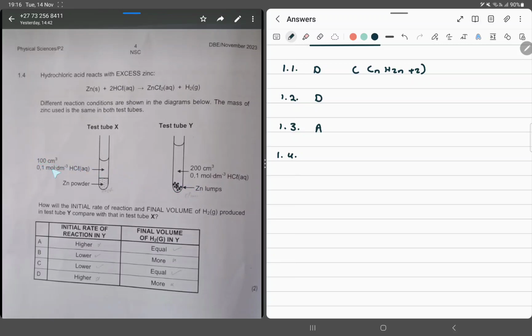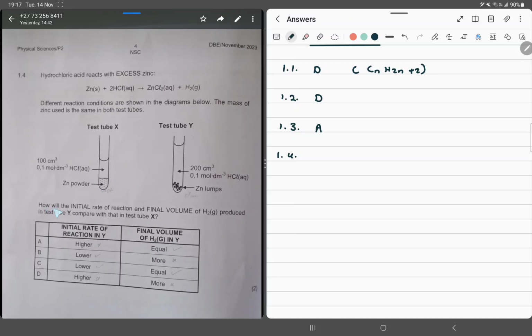Okay, look at the amount of acid used. It's 100 centimeter cubed of this concentration. So that means the number of moles is going to be determined by multiplying that concentration as well as that volume. But for the second scenario, we've got a higher volume of the acid of the same concentration. So this simply means we will have more number of moles in this one than on the other one.